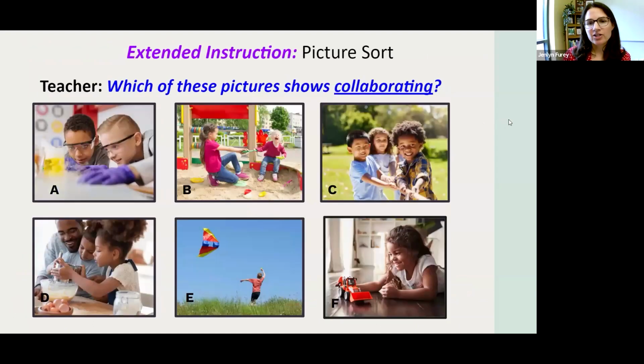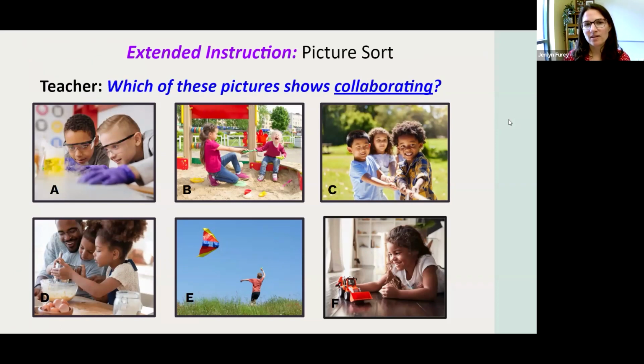And another variation with using pictures to really support initial word learning and recognizing these target words is picture sort. So now we have more pictures, half of them are examples, half are non-examples. And if you're doing this in a tier 1 with the whole class, and especially for upper grade levels, you can kind of label each of these. And in my case, I labeled them A through F.